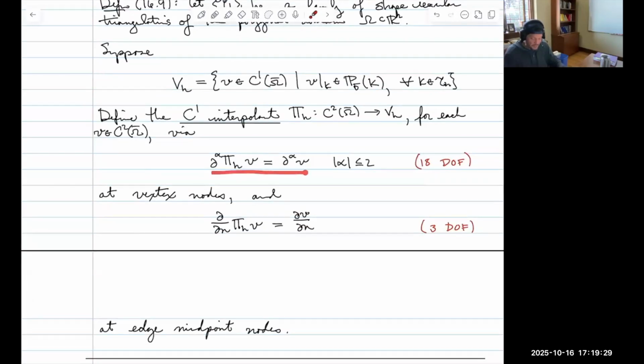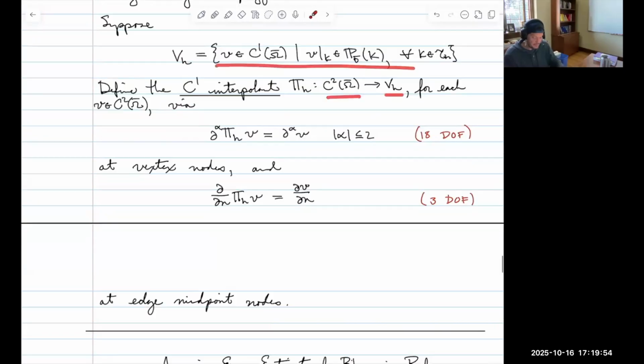And the zeroth order partial, first order partials, and the second order partials have to agree at every one of the vertex nodes. So what this does is it constructs a unique interpolating polynomial. It's not cheap to build. It's very expensive, but it is possible to build it, and it's going to be in this space. So this is a way of taking a function that's globally C2 and pushing it into this finite element space.